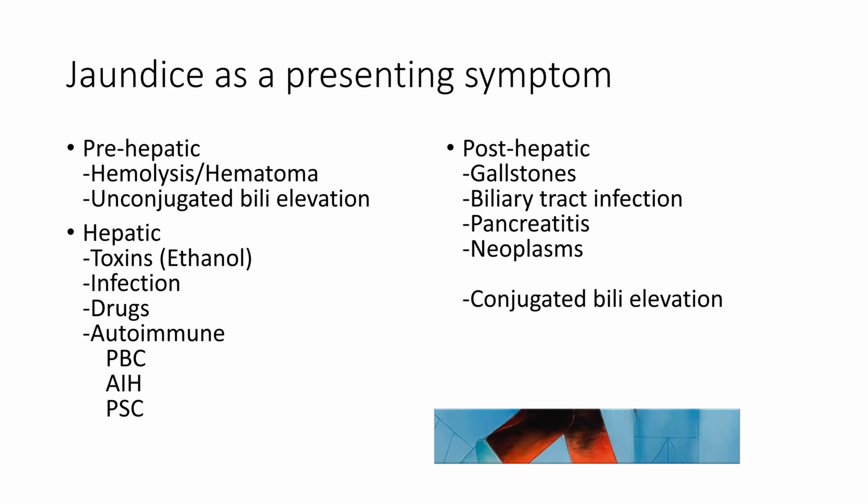And then we have the post-hepatic, the excretory side of things, where virtually everything is going to be the conjugated bilirubin. And that can happen with gallstones, partial intermittent obstruction, with biliary tract infections or strictures, obstruction due to pancreatitis, and of course, this great and vast category of biliary and pancreatic neoplasms that can influence the flow of bile. So as it turned out, our patient had conjugated bilirubin elevation. And so we're thinking a little bit more towards the post-hepatic side of things.